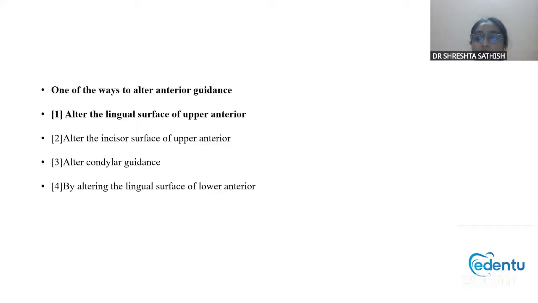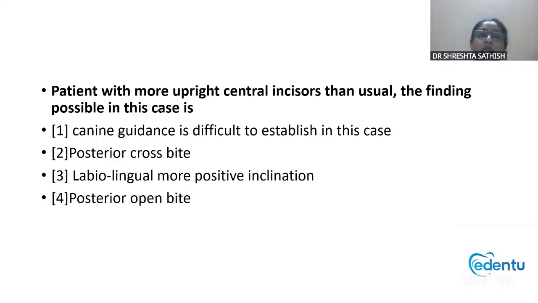Altering the lingual surface of the upper anteriors. Patient with more upright central incisors than usual. The finding possible in this case is you have a more upright central incisor. What usually happens in that case? Your canine guidance is difficult to establish. Posterior crossbite, labiolingual more positive inclination, or posterior open bite.